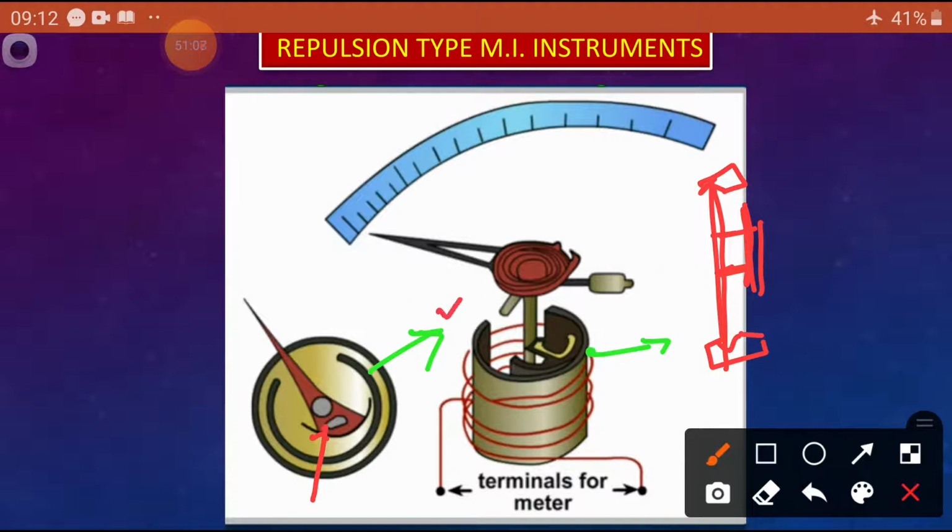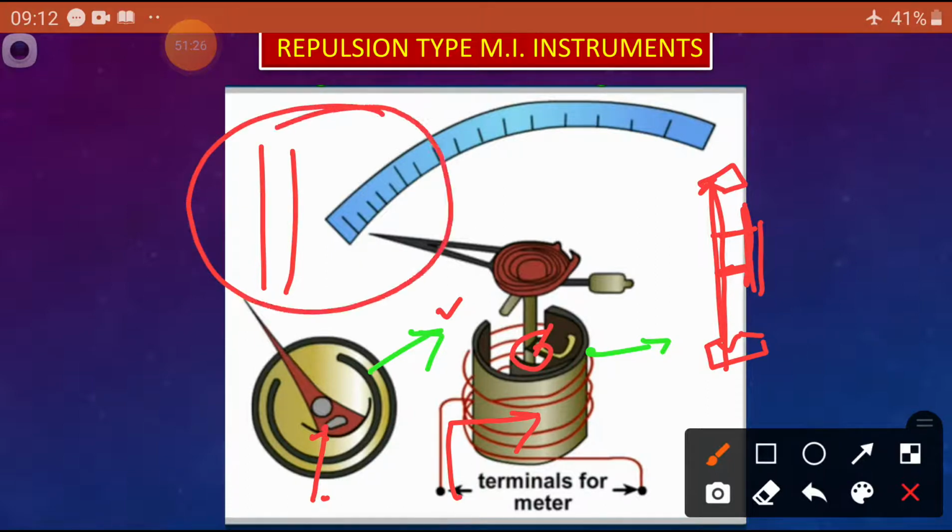Here is the one iron piece, and here is the other iron piece. Both are placed side by side with a small air gap between them. Now, whenever supply is given to this coil, what will happen? A strong magnetic field flux is developed inside the coil. Around these two iron pieces there is a strong magnetic field. Due to this field, both iron pieces are magnetized, because both are placed in parallel in the same magnetic field.